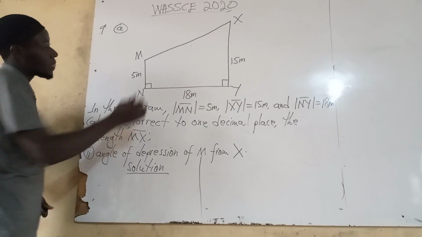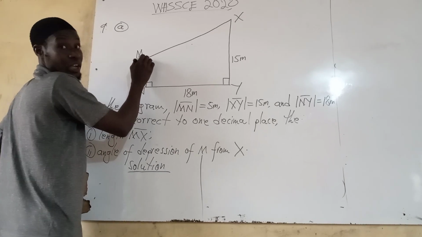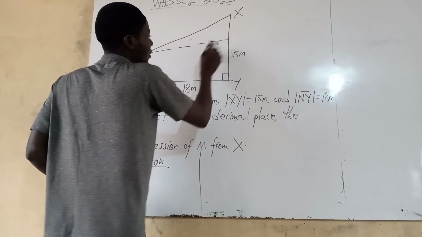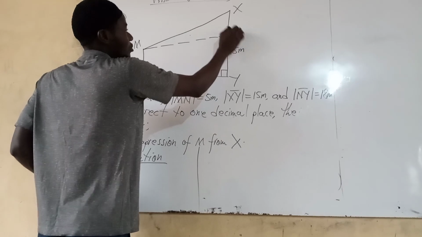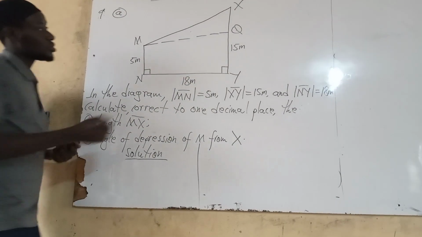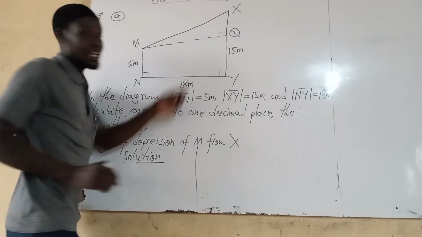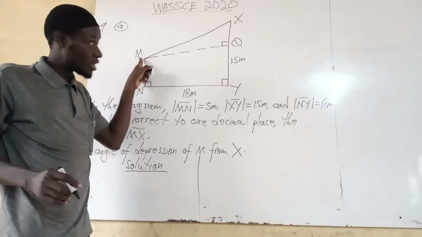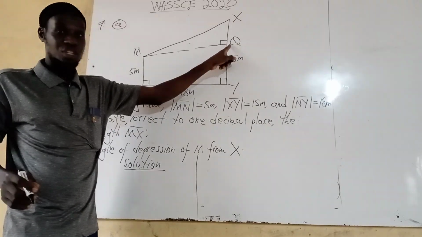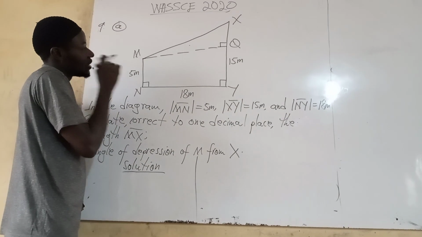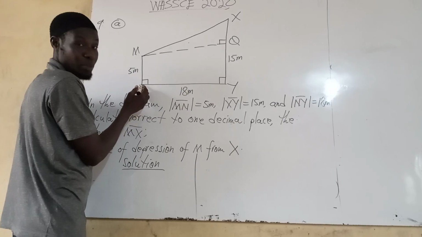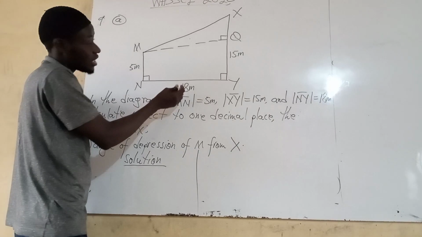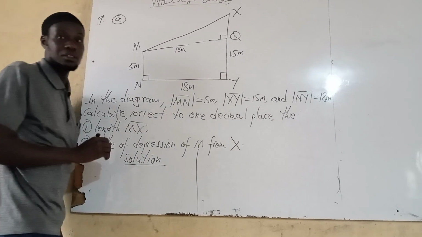To do that, what we do is we extend an imaginary line from point M. That is, extend a perpendicular imaginary line from M to the line XY at, let's say, Q. So that means that line will be parallel to line NY, and at the same time it will be equal to that line. So this line will also be 18 meters.